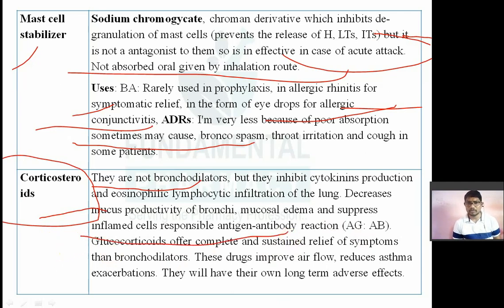Glucocorticoids offer complete and sustained relief from the symptoms of asthma, and they act in a better way than bronchodilators. Bronchodilators will quickly cause bronchodilation, but they will not give sustained relief for the long term. But these glucocorticoids will give you sustained relief from the symptoms of asthma. These drugs improve airflow and reduce asthma exacerbations. They will have their own long-term adverse effects.